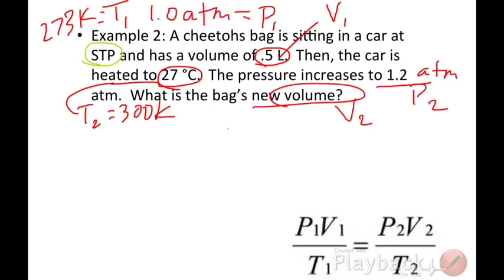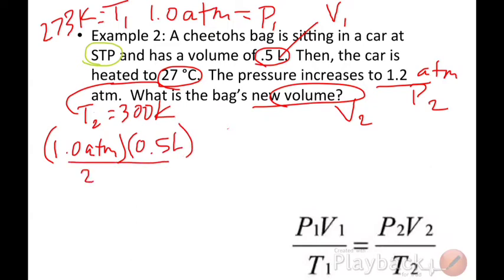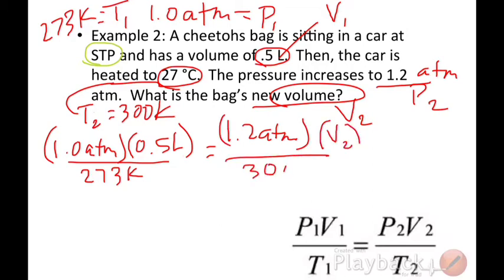So now we can set up our equation with all these numbers. It's a lot of numbers. So pressure 1, 1 atmosphere. Volume 1, half of a liter. Temperature 1, 273 Kelvin. Pressure 2, 1.2 atmospheres. Volume 2 is what we don't know. Temperature 2 is 300 Kelvin. Okay, so now we're going to solve it.